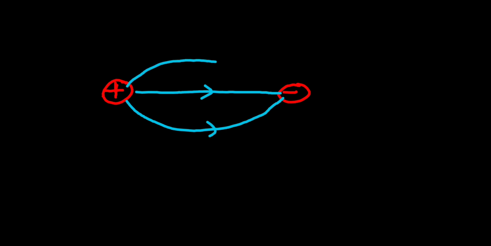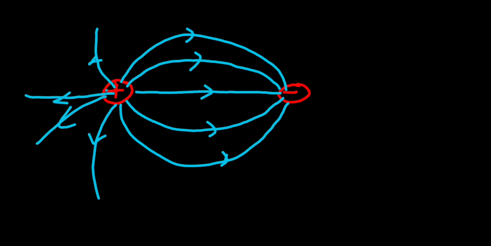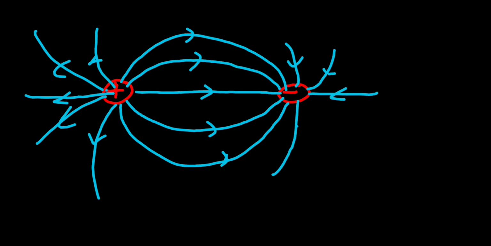This, right? This. Understand? And here it's like this. So you can see now that they are coming out of positive charge and going into negative. So this is a dipole.